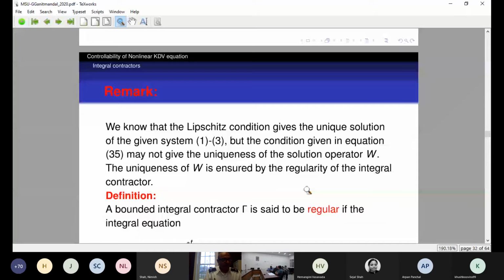I faced one problem when I was working with this integral contractor method. It gives me the existence of my solution operator W, but it did not provide me the uniqueness. And that's why we define another definition, and that is called the regularity of the integral contractor. The regularity along with the integral contractor gives us the existence and uniqueness.